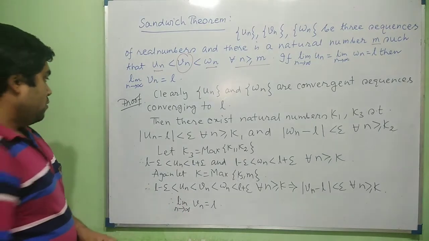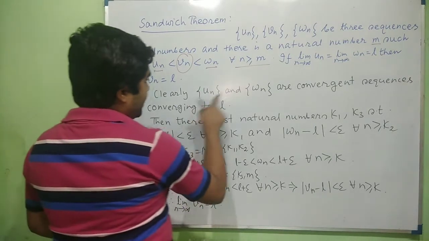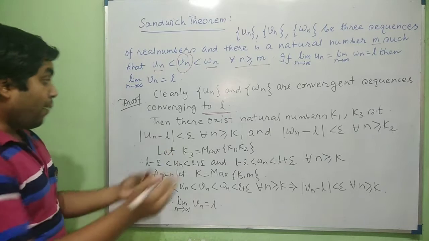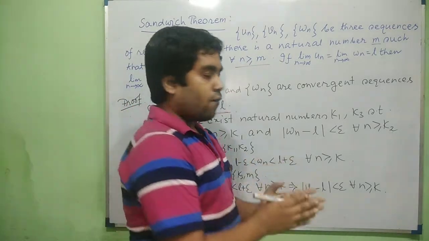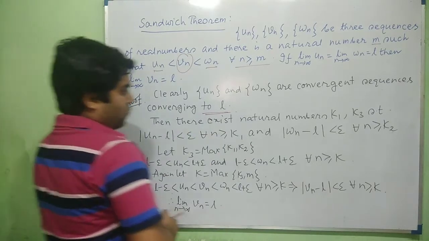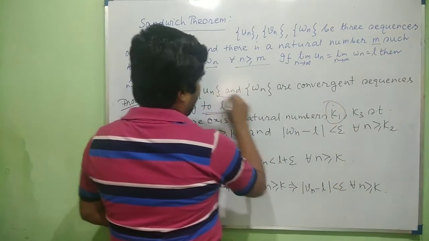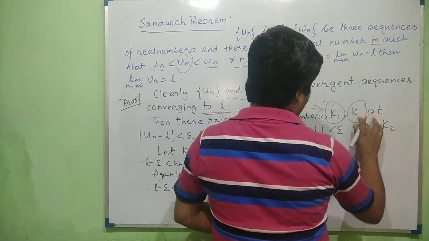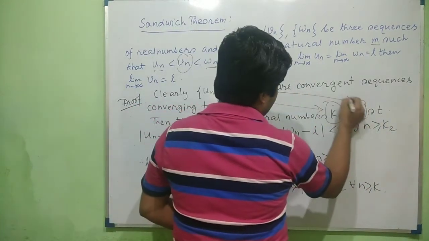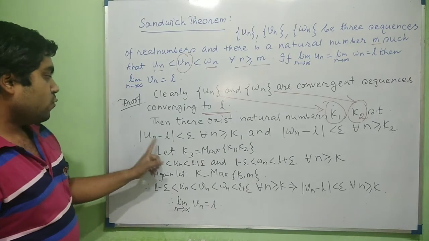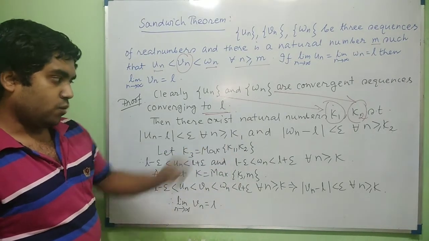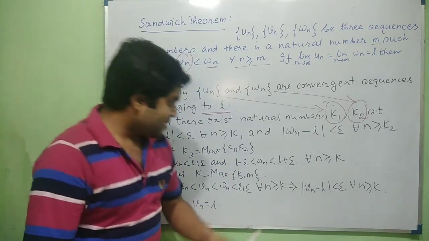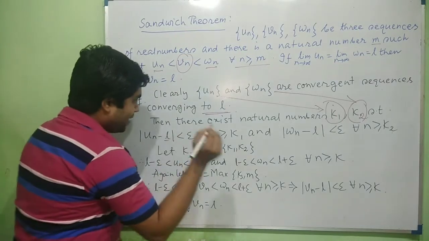So what is the proof? Clearly un and wn are convergent sequences converging to the same limit L. Then by the definition of a convergent sequence of real numbers, we can find a natural number k1 for the sequence un, and another natural number k2 for the sequence wn, such that mod of un minus L is less than epsilon for all n greater than or equal to k1, and mod of wn minus L is less than epsilon for all n greater than or equal to k2. In both cases the limit is L.